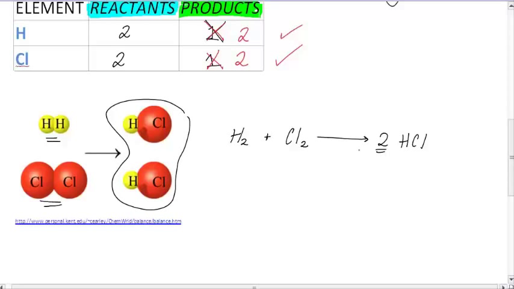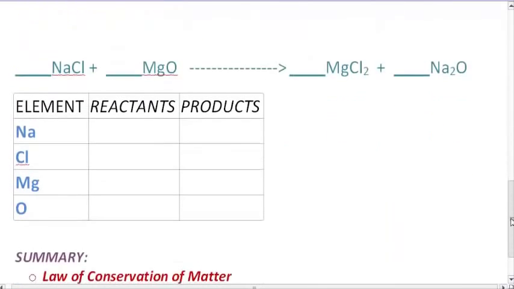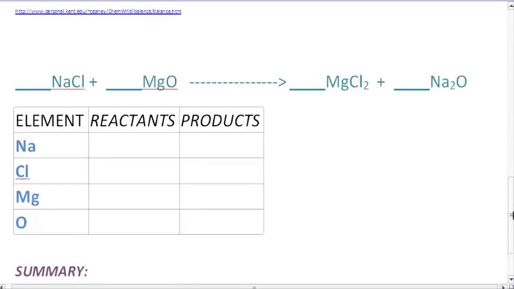So now I'm just going to go through another example with you. So here I have another chemical reaction. I have NaCl plus MgO creates MgCl2 and Na2O. So I want you to pause the video for a moment and make sure you copy down this table properly. Reactants. So NaCl and MgO are my reactants. And then products are MgCl2 and Na2O. Okay? The reactants, those are my ingredients that went into the chemical reaction. The products are what were produced.